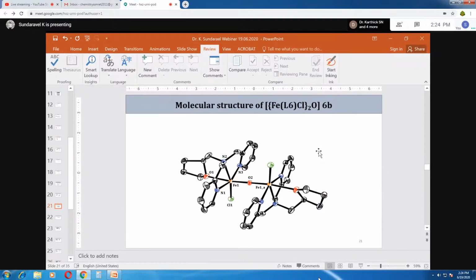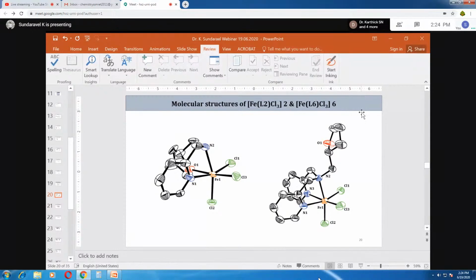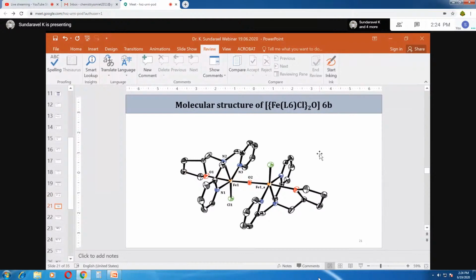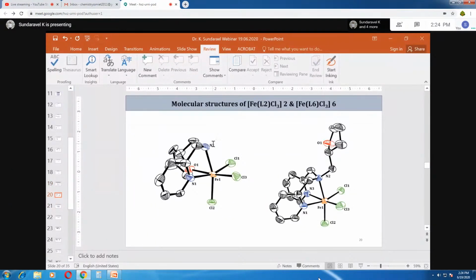But our ultimate aim was how to make the iron-oxygen bond with the ether donor. So this clearly indicates that in the absence of a strong donor atom, the ether oxygen will make a bond with the iron center.